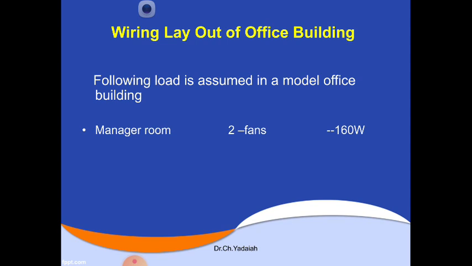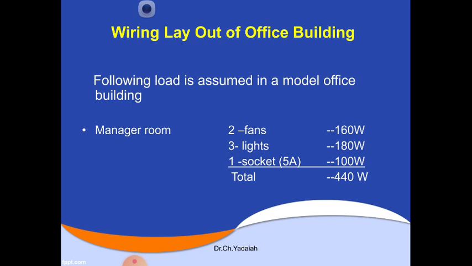Now another, 3 lights. Each light capacity is 60 watts, so 3 into 60 is equal to 180 watts, and one lighting socket, 5 amperes, with a capacity of 100 watts. This is the lighting load in the manager room. So the total load is equal to 160 plus 180 plus 100, that is equal to 440 watts. This is the total lighting load.